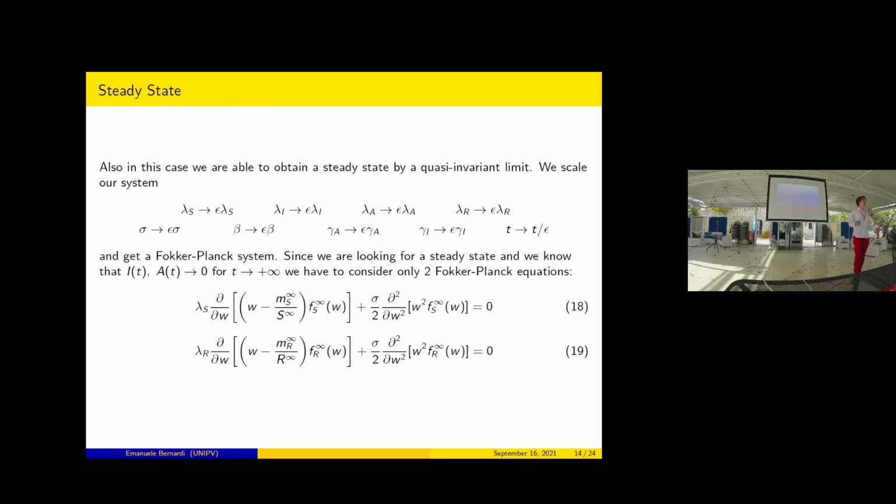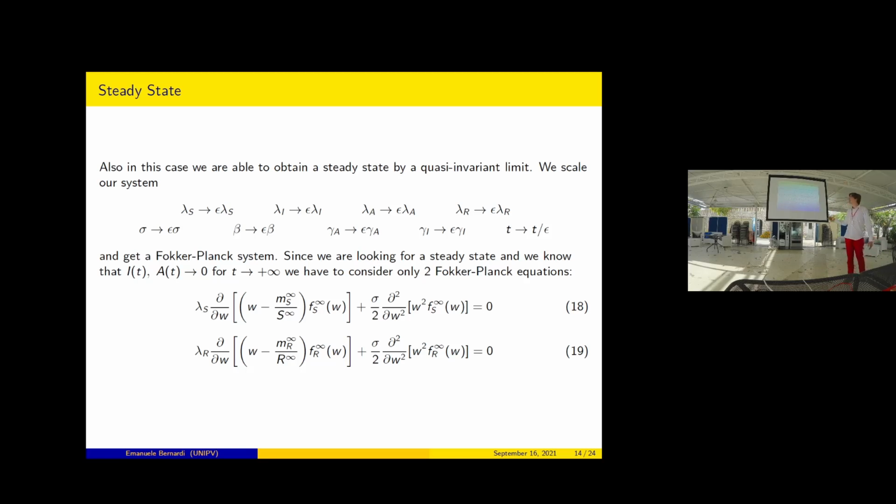Now we want to obtain explicitly the steady state, and in order to do that, we perform again a quasi-invariant limit procedure. We scale all the parameters, both kinetic parameters and epidemiological parameters, and now we have to think that since we have not allowed reinfection, for large time limits, so for the equilibrium that we are looking for, there is no possibility that there are still infected symptomatic or asymptomatic, since once the total population has reached the herd immunity, the number of infected is going to decrease to 0.